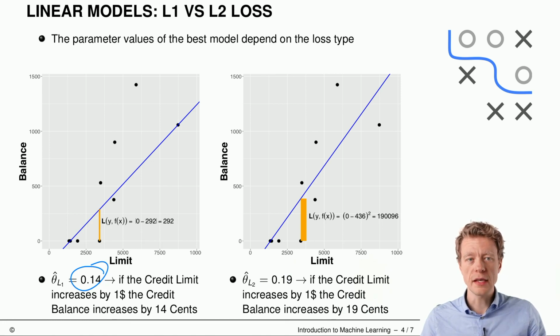One very important thing is that this must not be misinterpreted as a causal effect from limit to balance. This does not mean that if a person changes their credit limit, the balance would do anything. So it's not an intervention, it's not an experiment. With this interpretation, we can just interpret what the model predicts. This means if we increase the credit limit by 1, then the model prediction will increase by 0.14. This is not to be confused with a causal effect.